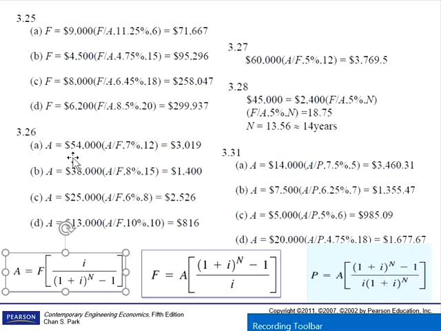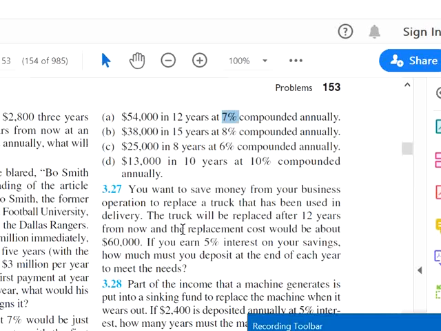Okay. So A equal to F is 54, I is 7%, N is 12 in part A, and you can find out A. So if you deposit 3019 every year and you invest this money at 7% interest or 7% profit rate, at the end of 12 years you will have 54,000. This is the purpose. Now similarly we'll go to the next question, 27.